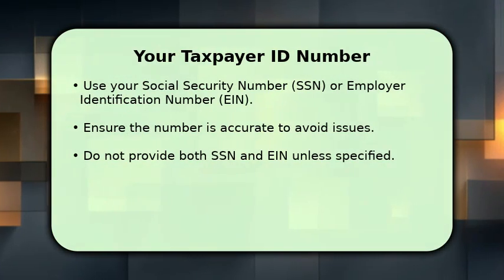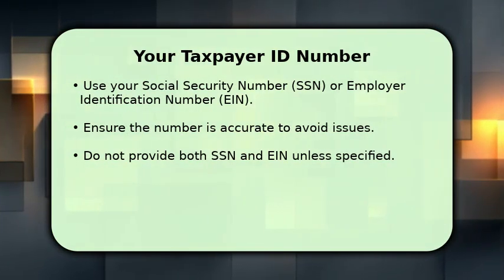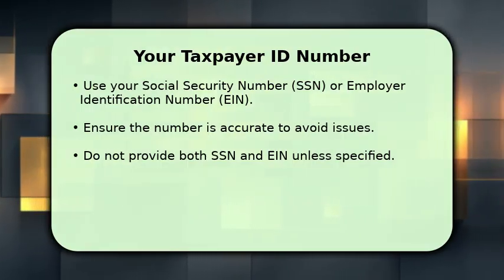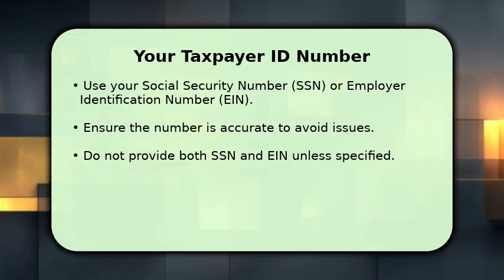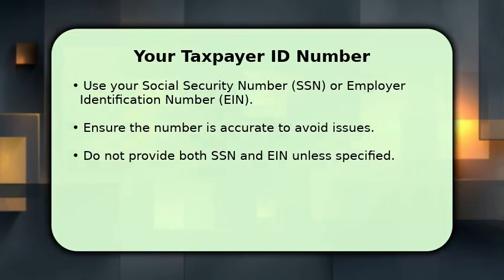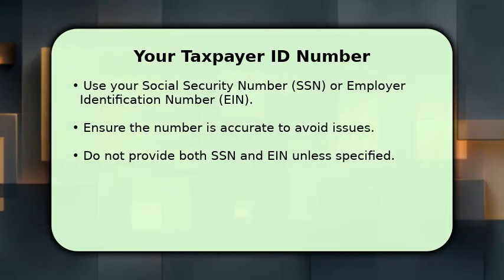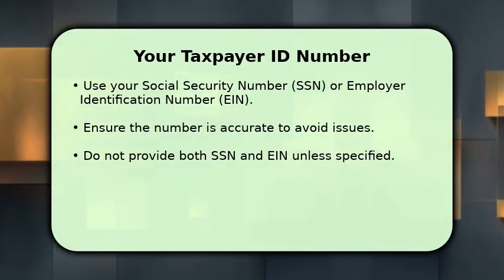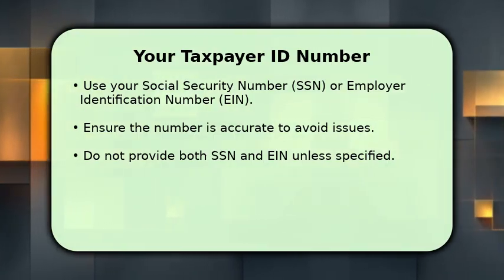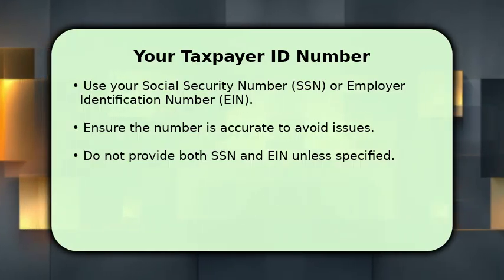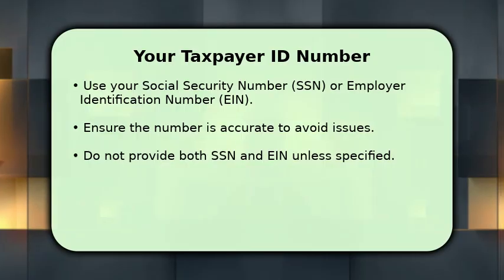The most critical part of Form W-9 is providing your taxpayer identification number, or TIN. This will typically be your Social Security number, or SSN, if you are an individual or sole proprietor. If you operate as a business entity, you will use your Employer Identification Number, or EIN. Double-check that this number is absolutely correct, as any errors can lead to significant delays or problems with your tax reporting. Only provide one TIN.